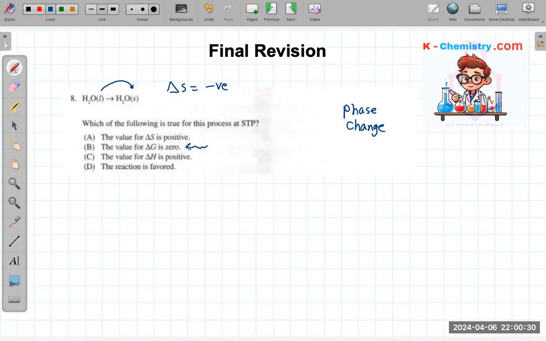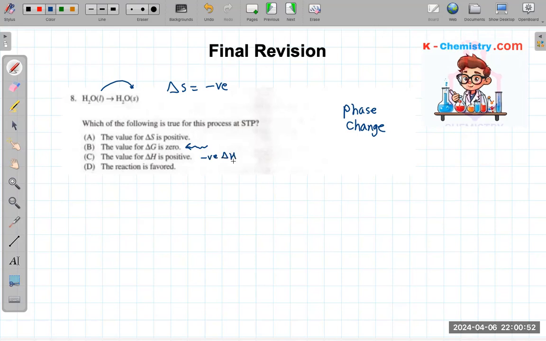That's correct. The value for delta H is positive. Is this correct? No, you are making a solid from the liquid. So you are freezing here. And when you are freezing, you are making bonds. And when you are making bonds, you are releasing heat. So it should be negative delta H, not positive delta H.